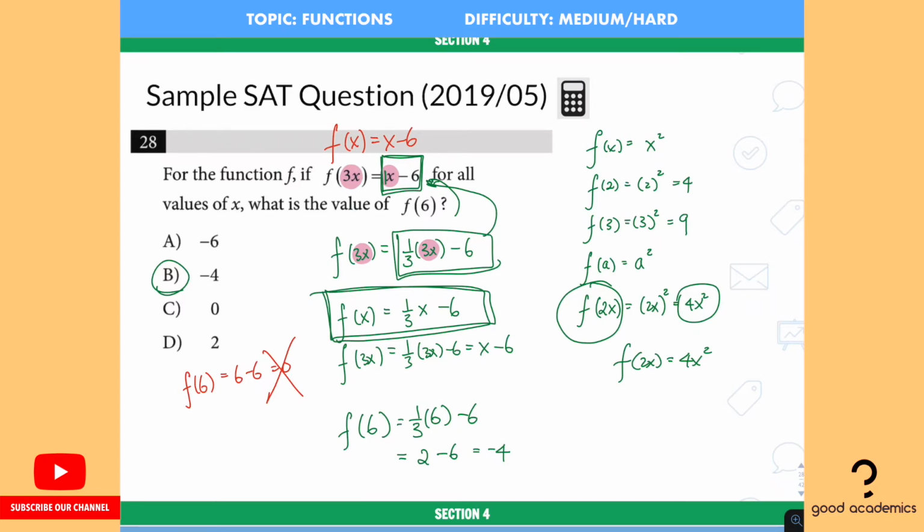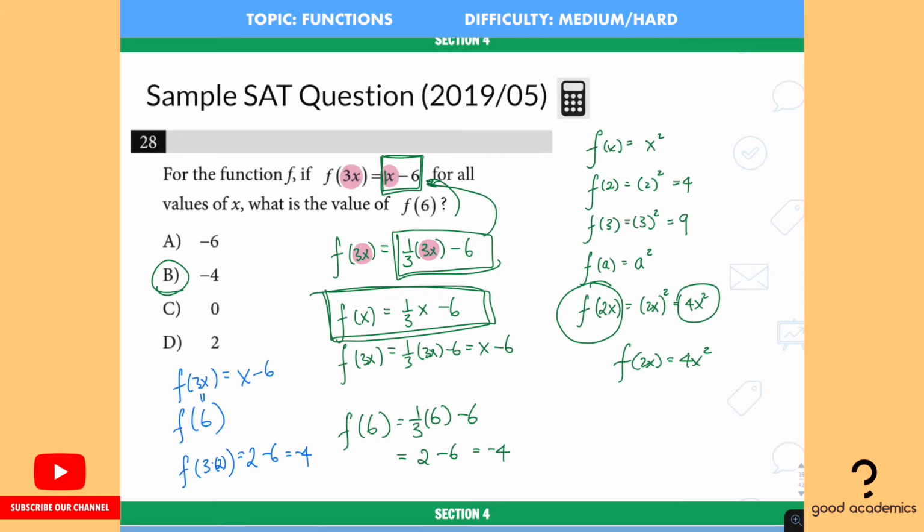Now, there is an alternative way to think about this. Let me use a different color, let me use blue. It says f of 3x is equal to x minus 6, right? Now, if we have f of 6, think about this. If I equate the 3x and 6 together, what would the x be? In this case, it would be the same thing as 3 times 2. This is the x. 2 is the x. And that means you can place a 2 right here. And that's how you get negative 4.